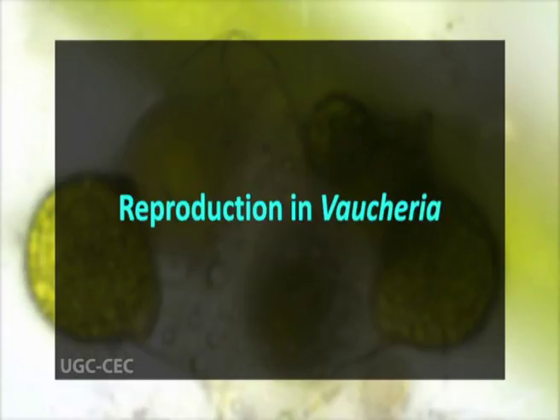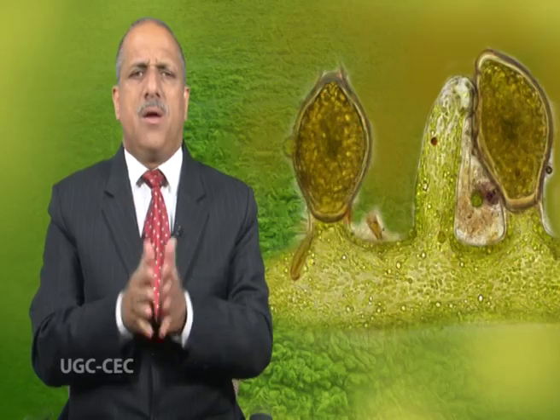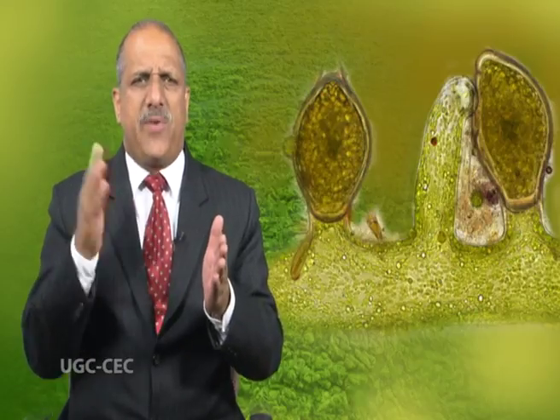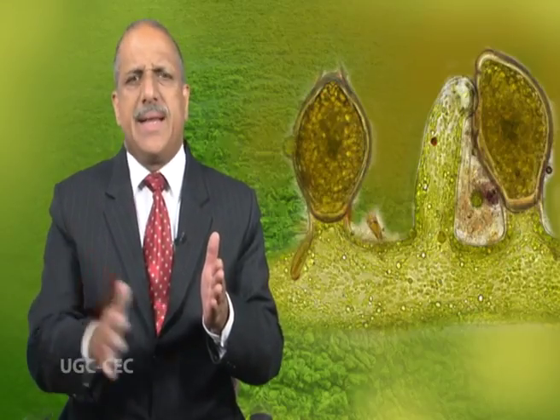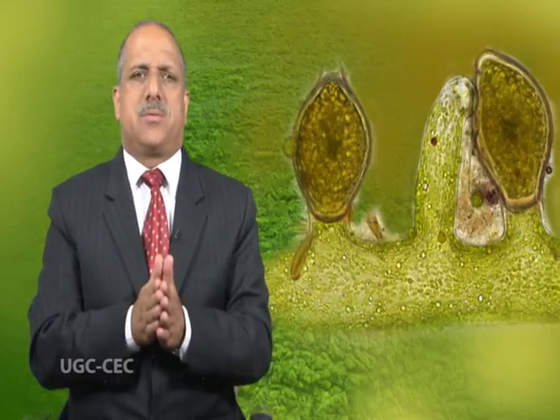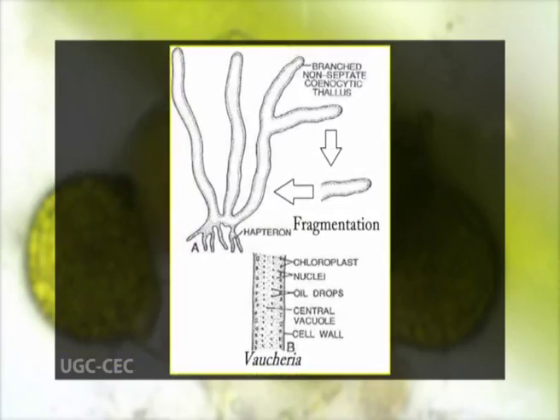So far as reproduction is concerned, Vaucheria reproduces by vegetative, asexual and sexual methods. Vegetative reproduction occurs during highly favorable conditions and involves formation of septae followed by breakage of filaments into small fragments. This process is called fragmentation.